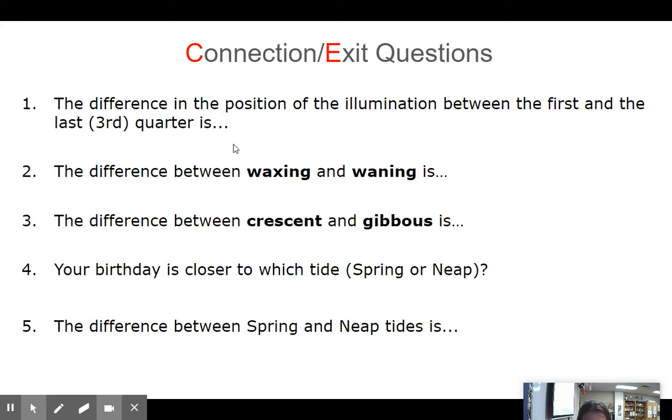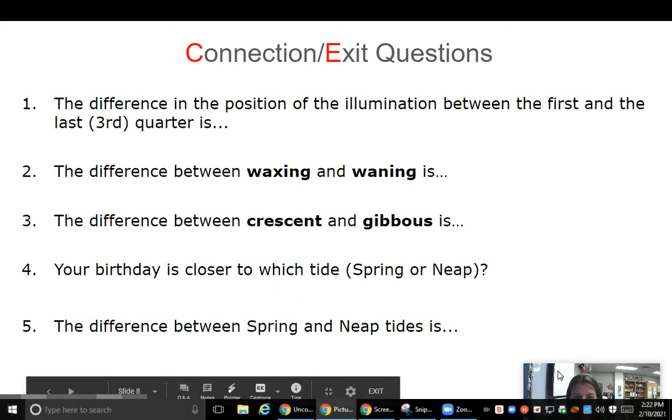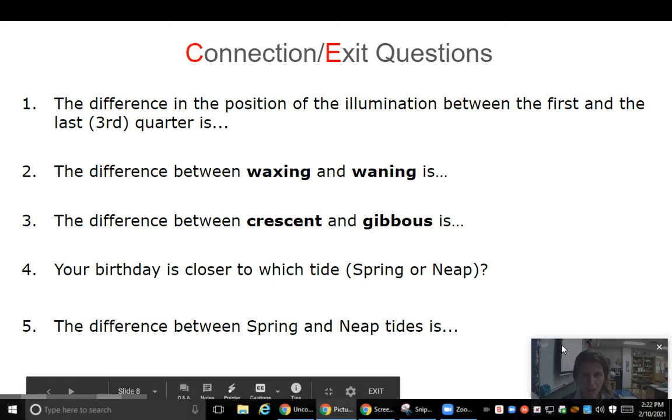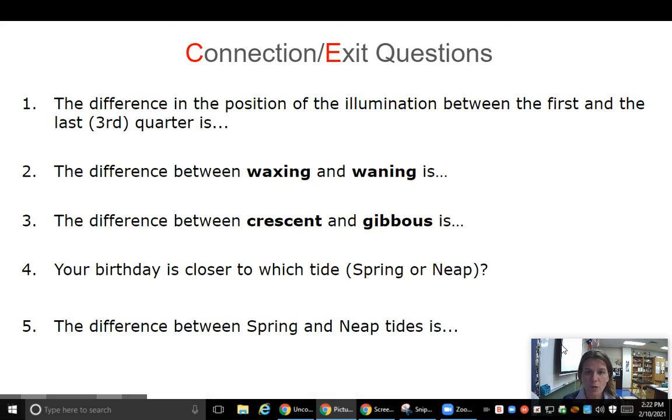Number 2, the difference between waxing and waning is waxing is when you're growing in illumination on the right, waning is where you're losing that illumination on the right. The difference between crescent and gibbous is in the shape. A crescent would be a small sliver of illumination, and a gibbous is a shape where you're more than half in illumination.